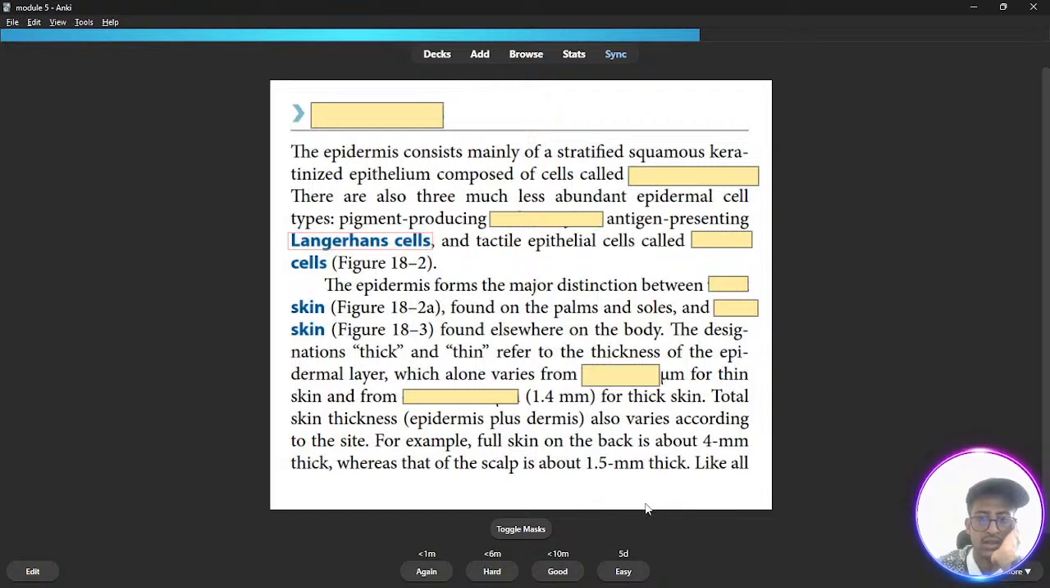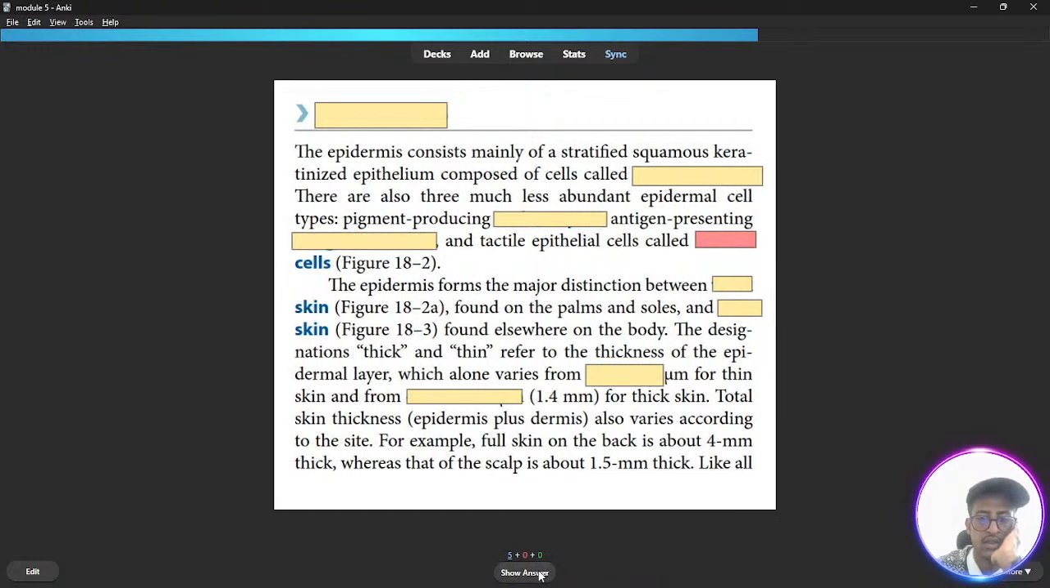cells, and tactile epithelial Merkel cells.